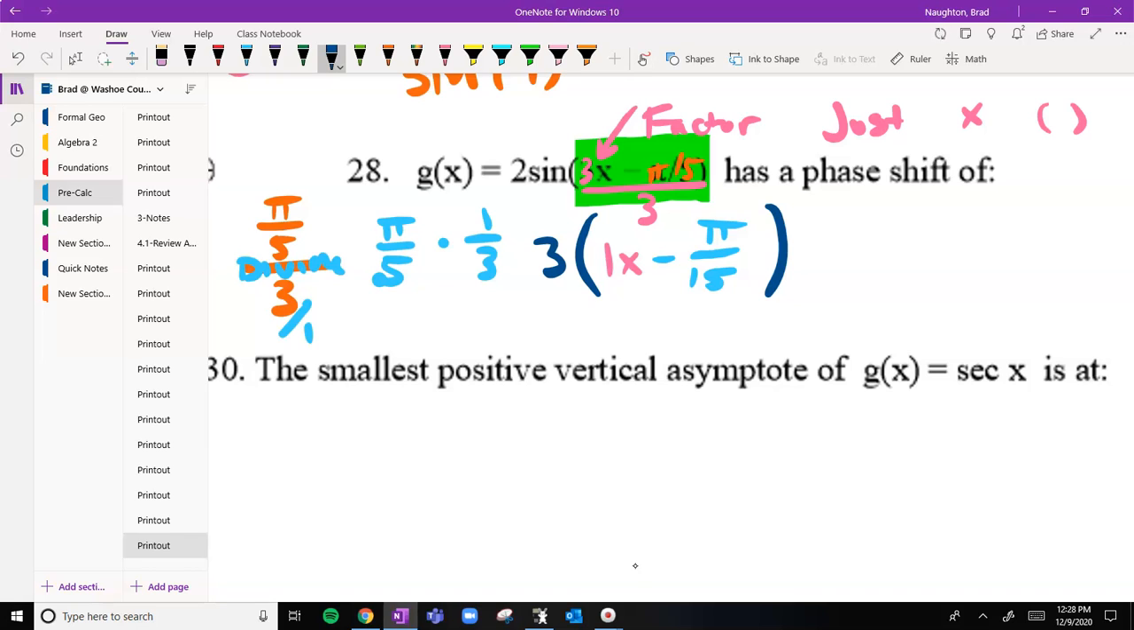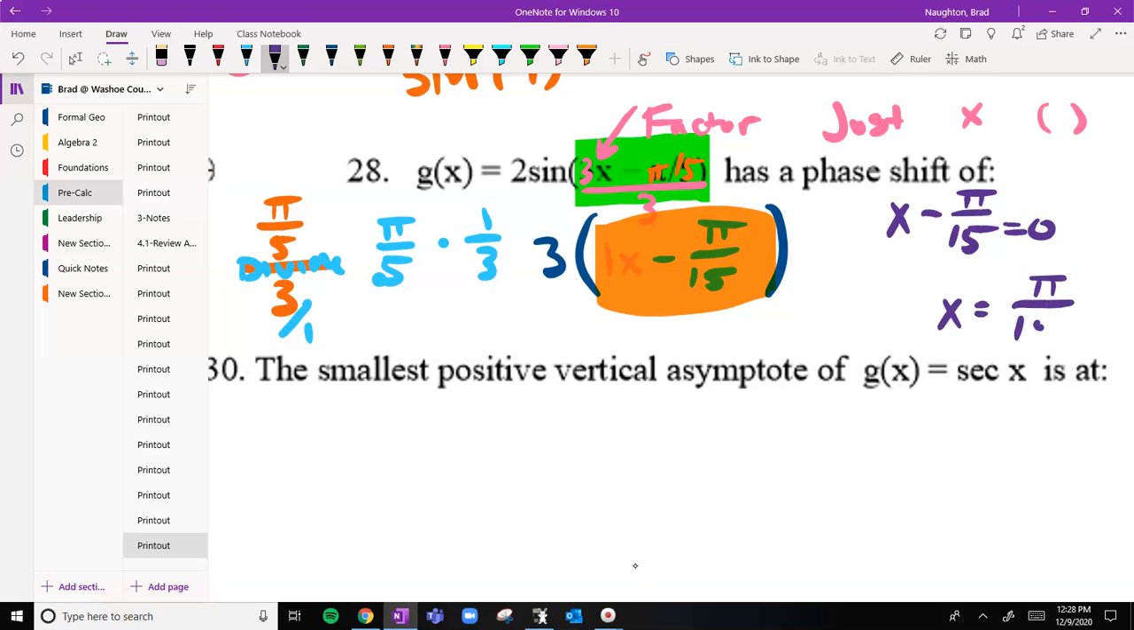Alrighty, so ladies and gents, what is the phase shift? The phase shift is the shift inside here, our side to side. So I'm going to set that equal to 0. So x over pi over 15 is equal to 0. So our phase shift is going to be pi over 15.